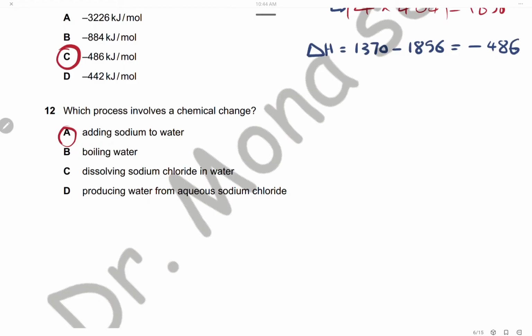Question 12. Which process involves a chemical change? Adding sodium to water is of course a chemical reaction which produces a lot of energy. It's a highly exothermic reaction. Boiling water is a physical process. Dissolving also is a physical process. Producing water from aqueous sodium chloride, this is also a physical process. So the only correct statement is A.